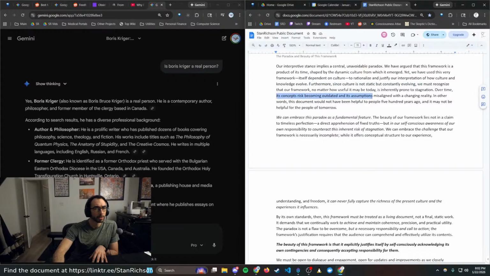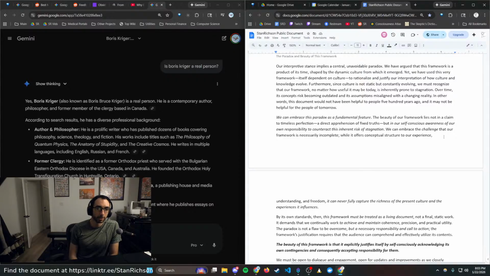Over time, its concepts risk becoming outdated, and its assumptions misaligned with a changing reality. And when I say changing reality, I don't just mean that things are moving in the world. I mean people's understandings are changing. So in other words, this document would not have been helpful to people 500 years ago, and it may not be helpful for the people of tomorrow. We can embrace this paradox as a fundamental feature. The beauty of our framework lies not in a claim to timeless perfection, a direct apprehension of fixed truths, but in our self-conscious awareness of our own responsibility to counteract this inherent risk of stagnation.